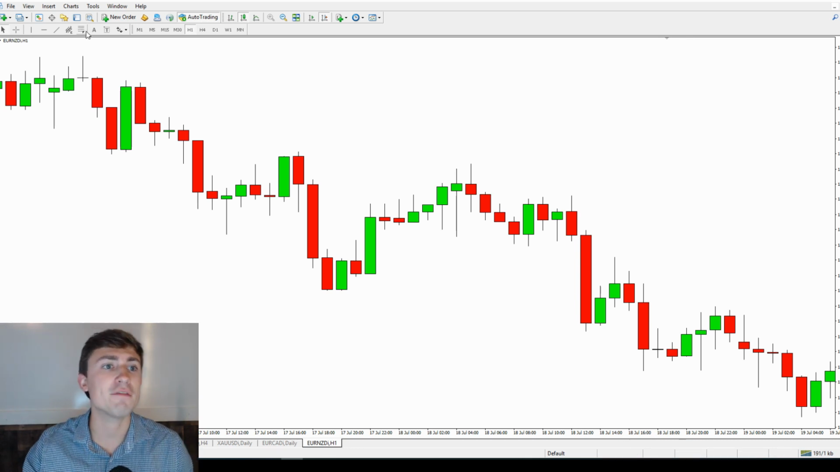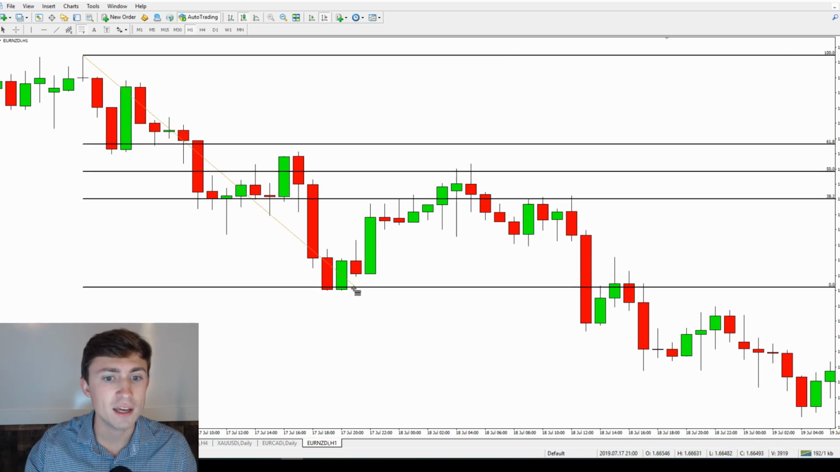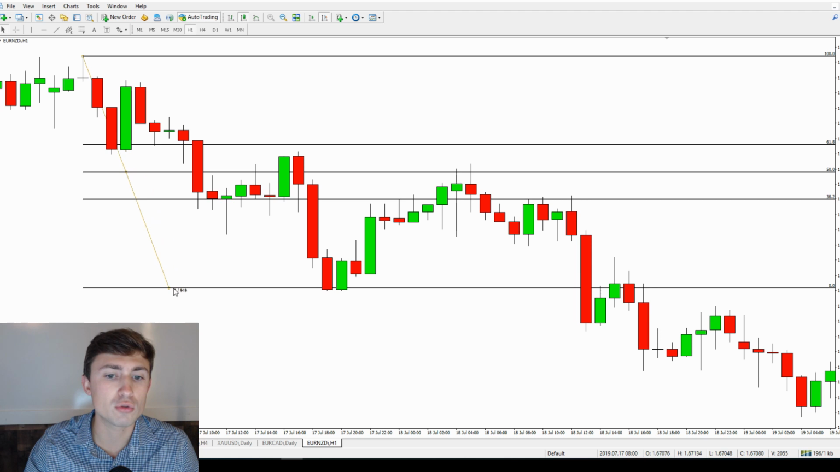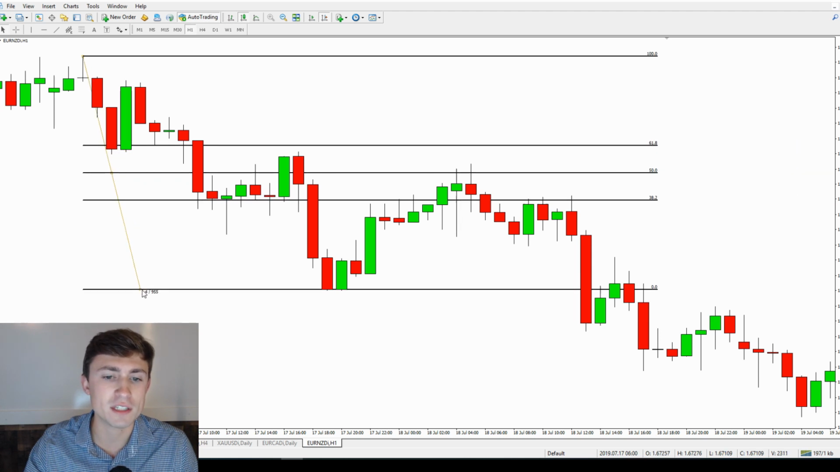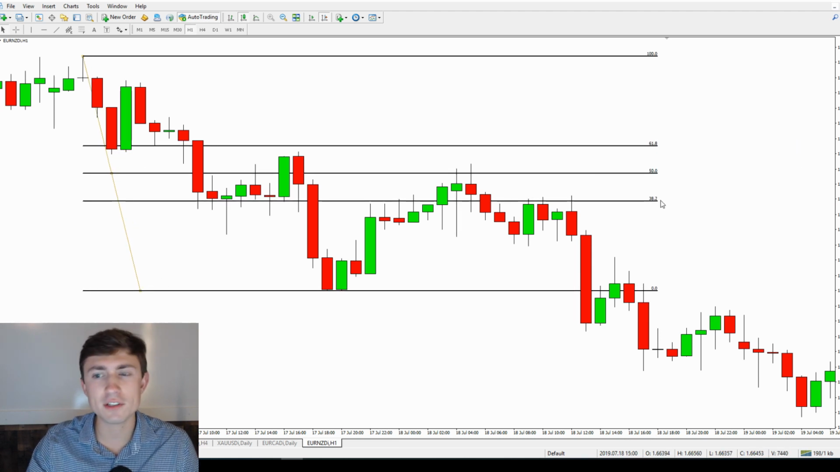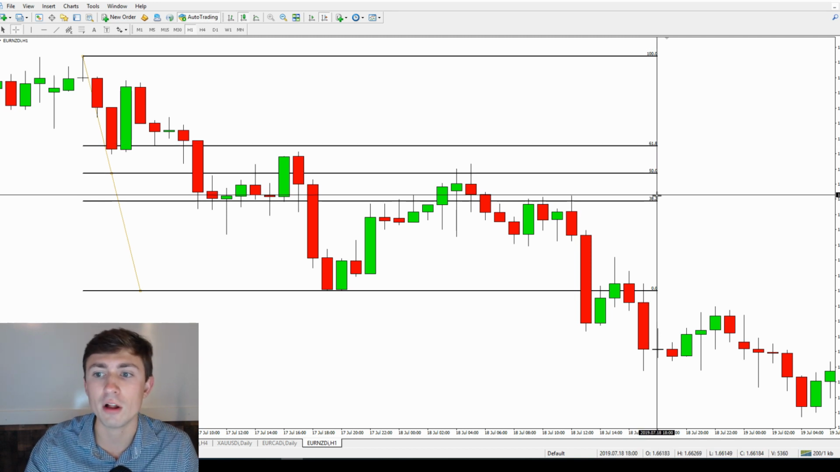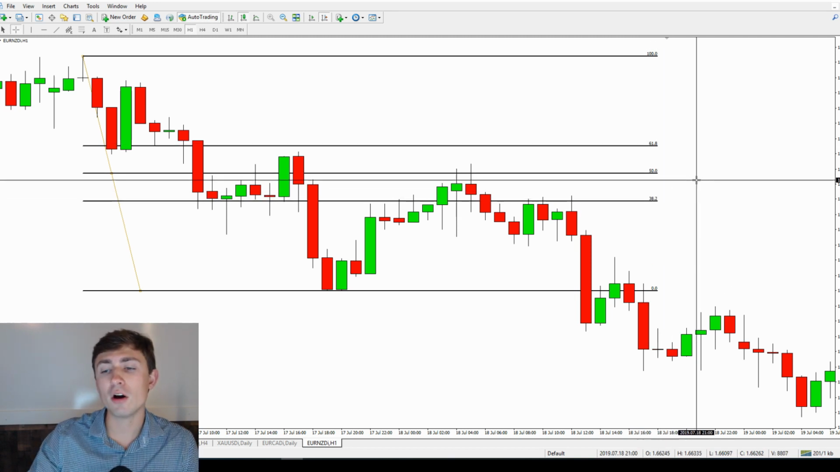So something like a Fibonacci retracement, in case you don't know what I'm talking about, let me just draw one so you actually see what I'm saying. So you can see here's a Fibonacci retracement. What you can notice about this tool is there's a couple different levels, right? There's a 61.8% level, a 50% level, and a 38.2% level, and all of these are pullback percentages.